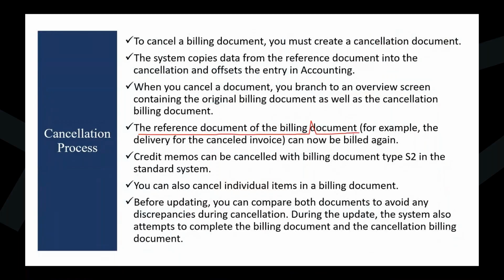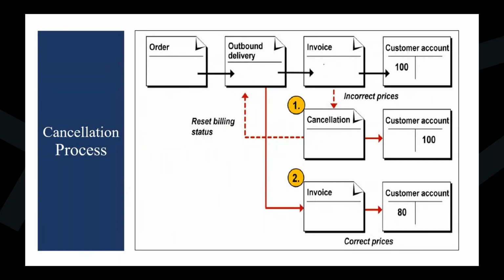Now the reference document of the billing document, for example, the delivery for the cancelled invoice, can now be billed again. So we cancelled the already created billing document, and now you can rebill. So we created the first invoice, we cancelled it, and it resets the billing status in the outbound delivery. Now you can do the invoicing again with the correct prices or whatever may be.